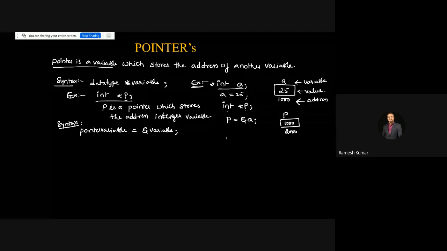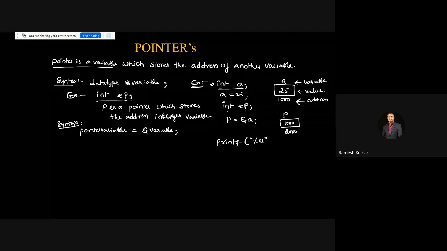Fine. Now how to display the address of a variable a? We can use some printf statement. Now printf percentile u. What is u? U is called unsigned integer. It means we have to say that addresses are unsigned numbers.